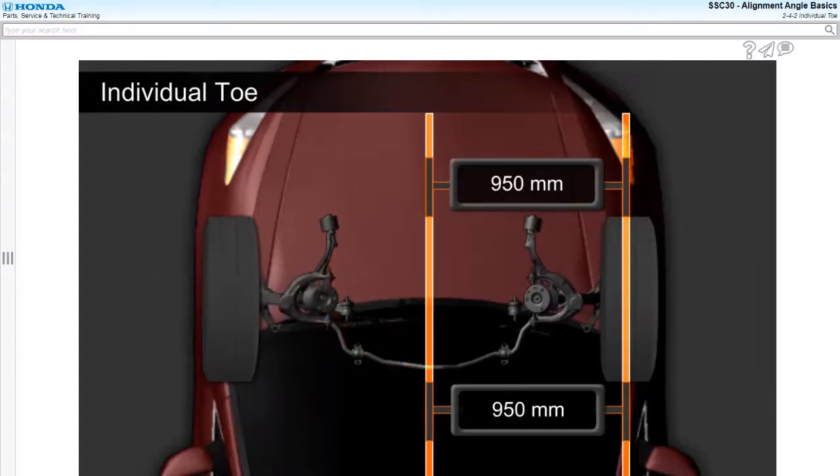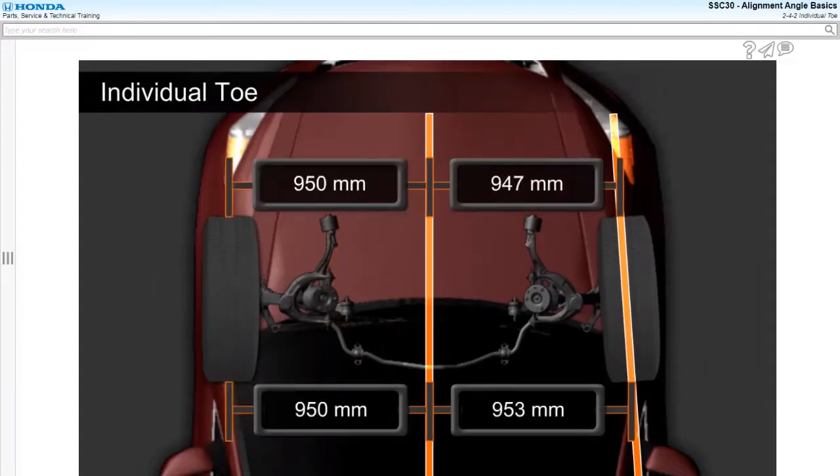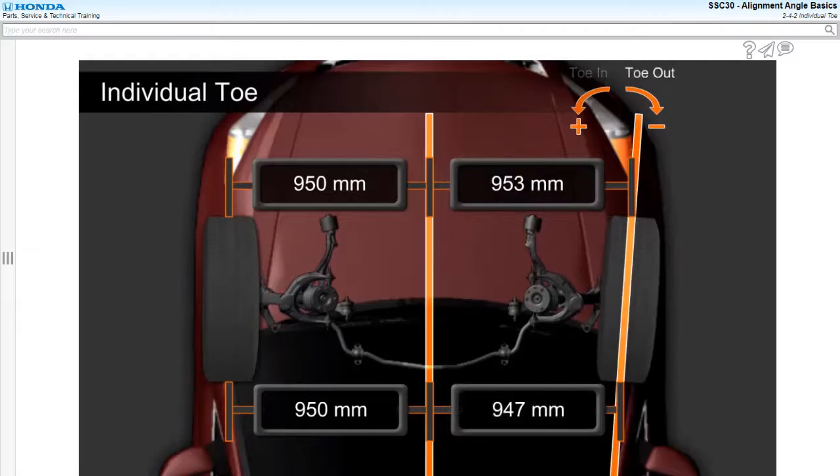You can see that since individual toe only measures one tire at a time, you can have one tire on an axle with a measurable amount of individual toe, while the other tire has zero. Like total toe, if the front of the tire points in, the toe is positive. And if the front of the tire points out, the toe is negative.